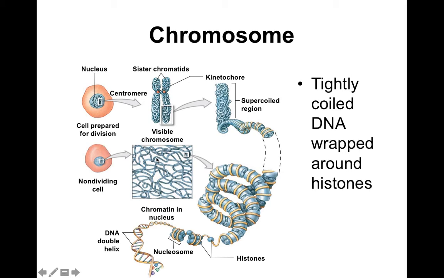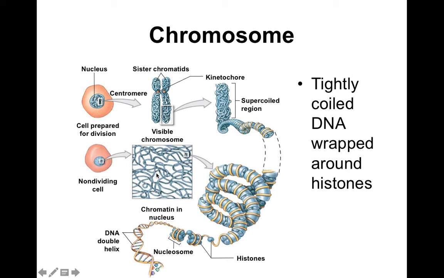Now, in a non-dividing cell, the chromosomes just look like this. The chromatin is completely relaxed. It's not a big deal. It's whatever. Remember how I talked about that pot of spaghetti? So you boil your spaghetti, and then it's done. And so you pour it out into a colander.